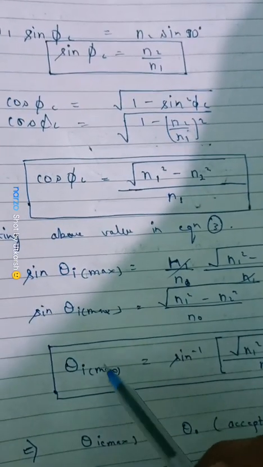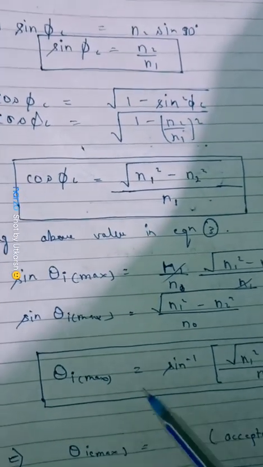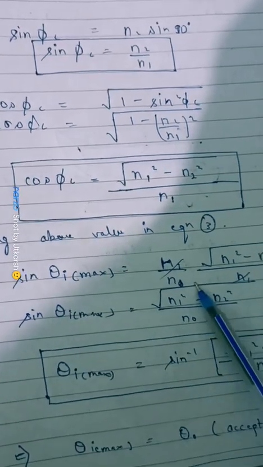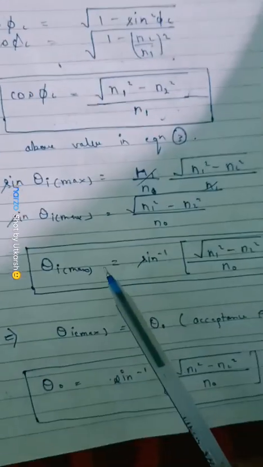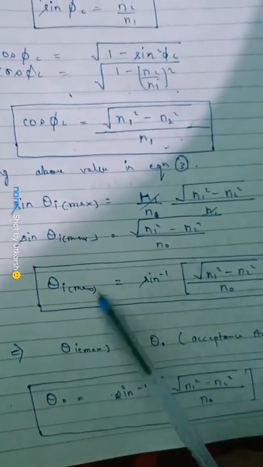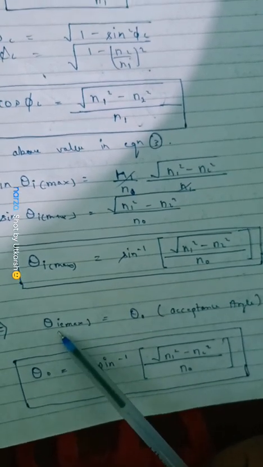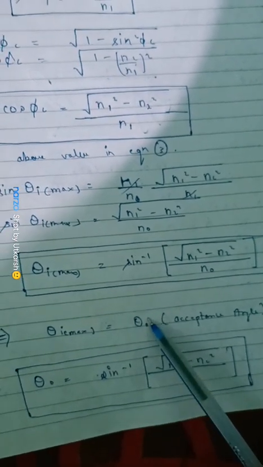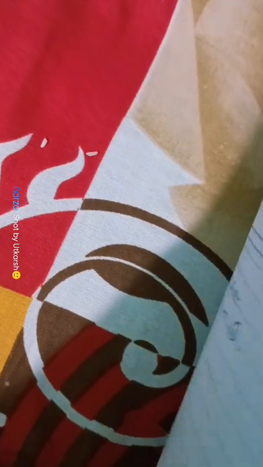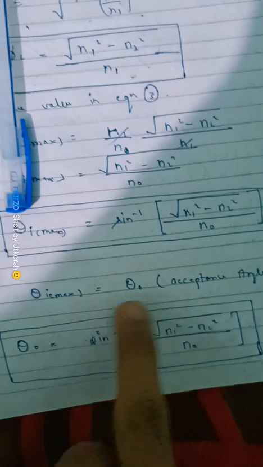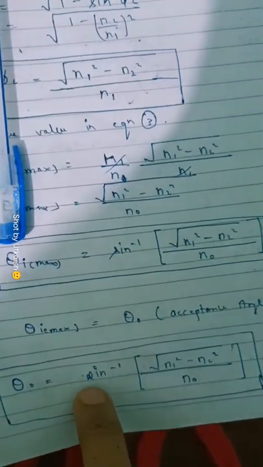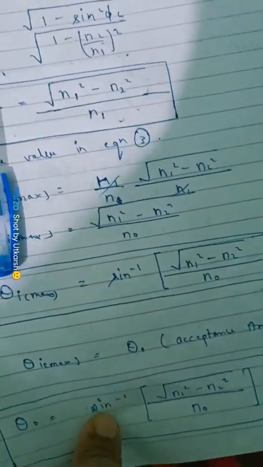And for the maximum incident angle, we will take sine inverse on both sides. This sine inverse is written like that, and theta I max can be written as theta naught, that is the acceptance angle. This would also be right, but we initially considered theta naught as the acceptance angle, that's why at the end we are considering theta I max. So here we get our answer. Thank you.